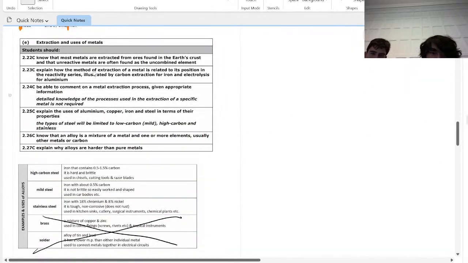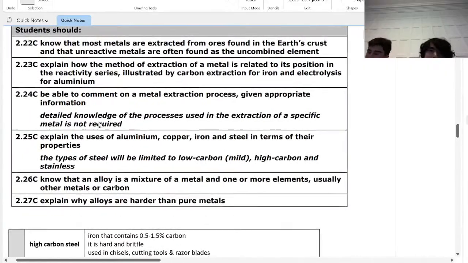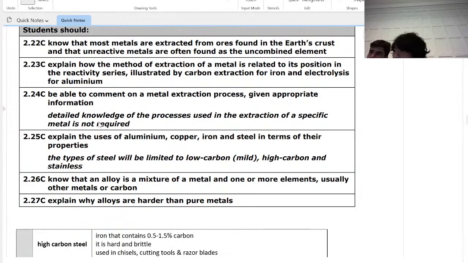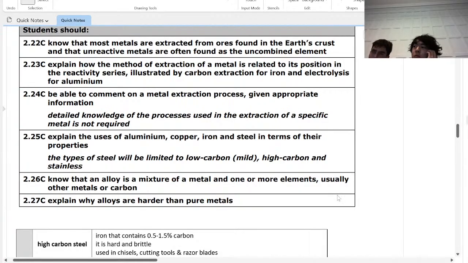For that, if it asks why an alloy is stronger than a metal, you essentially want to say that in an element, the atoms are in a regular lattice, arranged in neat rows. These rows can easily slide over each other. In an alloy, there is a difference in size between the atoms, so it will be arranged more randomly. The layers cannot easily slide over each other.